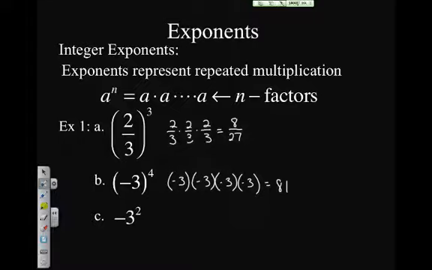Now, example C here is one that people mix up a lot of times. You have -3 squared. The negative is not included in that exponent. So what this really means is negative 3 times 3. We can think of it with parentheses around it, but -3 times 3 is going to equal -9. So we have to remember just what the definition of exponents is. It means you're multiplying something by itself multiple times.